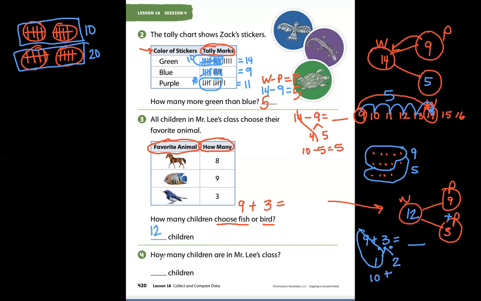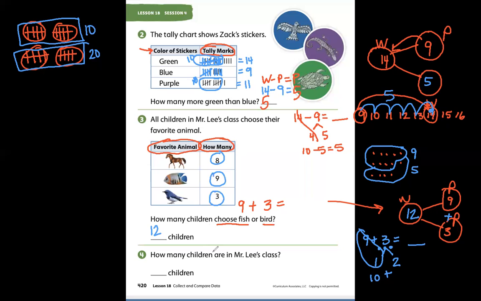Problem number 4. How many children are in Mr. Lee's class? Well, how do we figure that out? It didn't say how many children were in the class. It said favorite animals and how many of the children liked each animal. How can I figure out a way to see how many kids are in the class if every single child votes? Oh, yeah, I can add all of the numbers together.